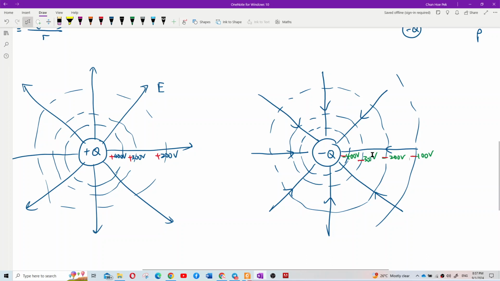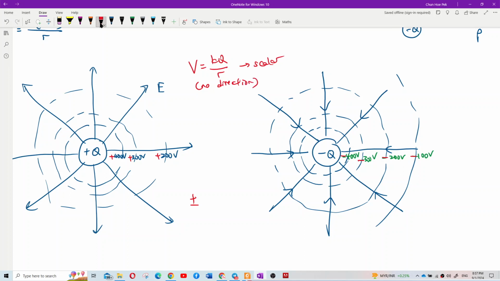Yes, it's potential energy. This positive negative sign here does not mean direction. Remember, this is a potential equal to kQ over r. This is a scalar quantity. No direction involved. It's not about direction. The positive negative sign here is all about value. It's never about direction.